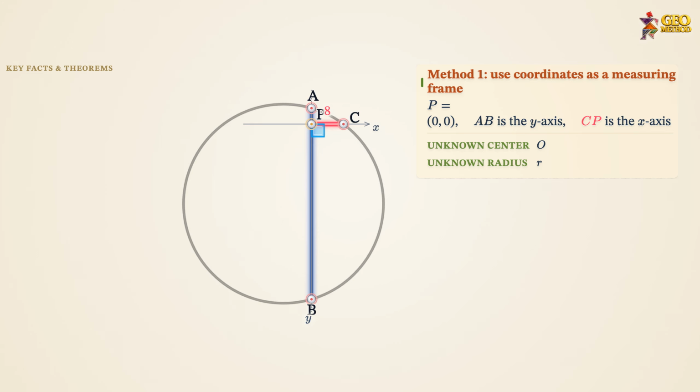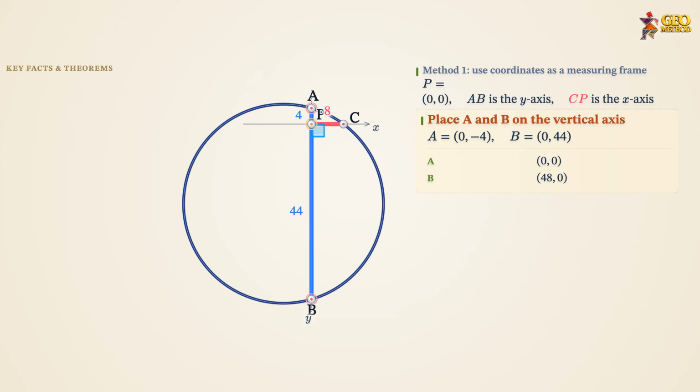Method 1 uses coordinates only as a measuring frame. Put P at the origin, keep the displayed chord AB vertical as the y-axis, and let the perpendicular segment PC point along the x-axis. Nothing in the geometry is rotated or changed.